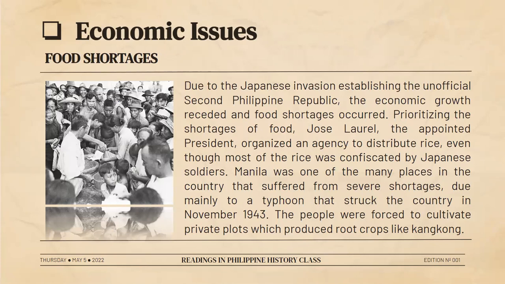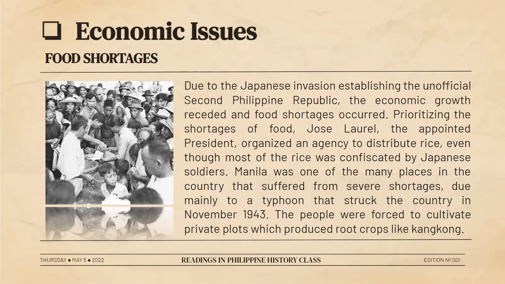Prioritizing the shortages of food, Jose Laurel, the appointed president, organized an agency to distribute rice, even though most of the rice was confiscated by Japanese soldiers. Manila was one of the many places in the country that suffered from severe shortages, due mainly to a typhoon that struck the country in November 1943.